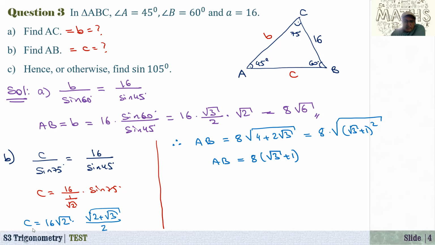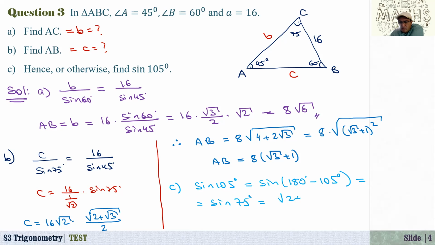In the last question, it says that hence or otherwise find sine of 105. By using the trigonometric identity, we know that sine of alpha is equal to sine of 180 minus alpha. So here we have 105, which is equal to sine of 75 degrees. Now, sine of 75 degrees we have just found here. That's equal to square root of 2 plus square root of 3 over 2. And that is the value of sine of 105 or sine of 75.